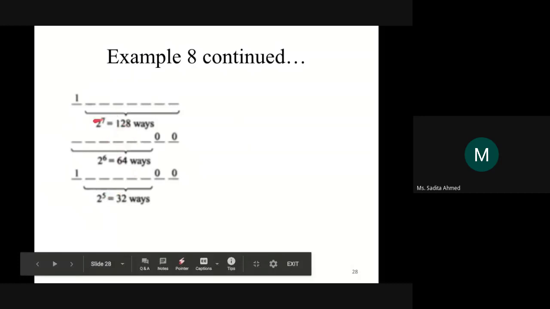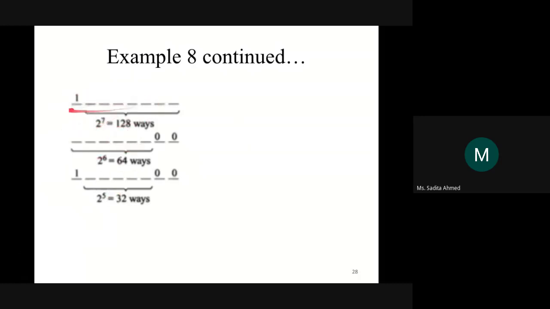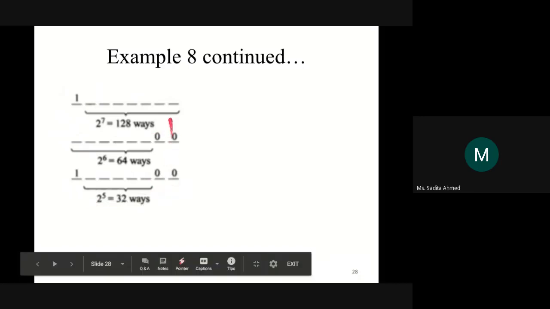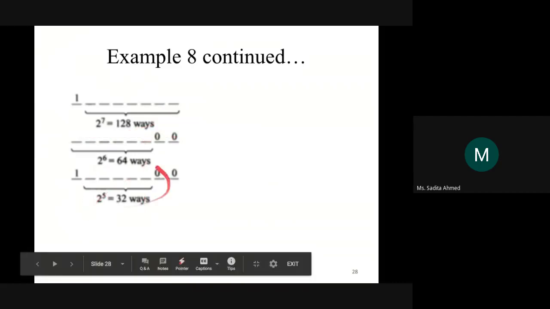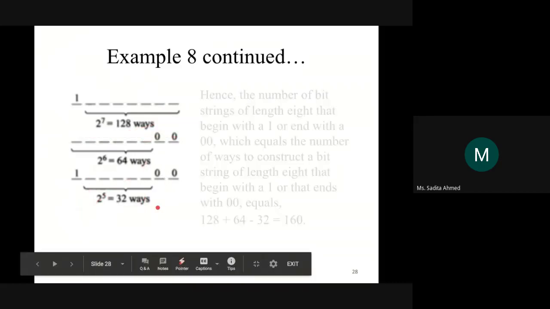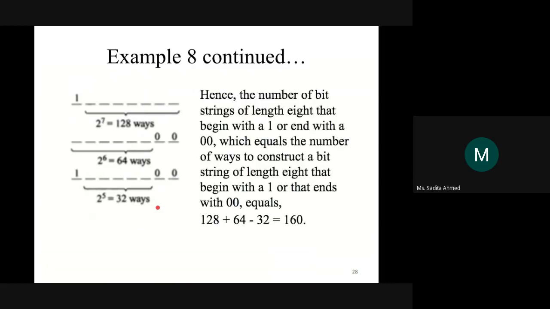So when you are adding the count of these bit strings and these bit strings, you're counting these bit strings twice, because they satisfy both definitions. So you're counting them twice, so you'd have to deduct this once to get to the correct result. Make sense, guys?